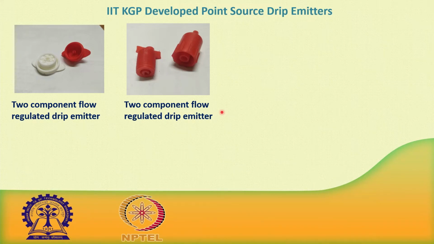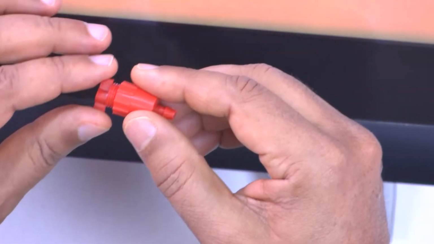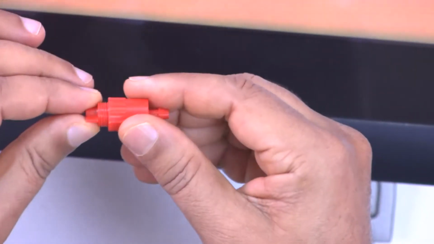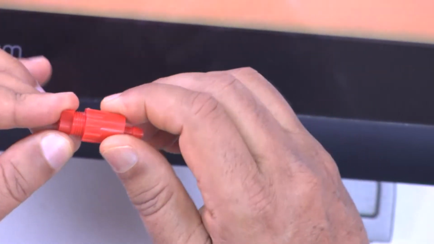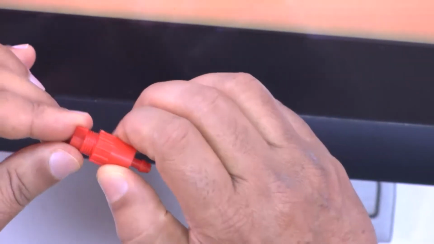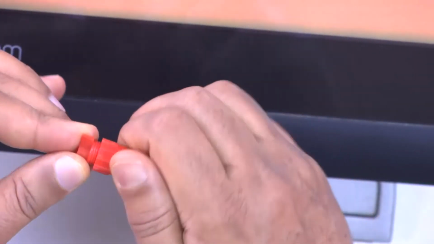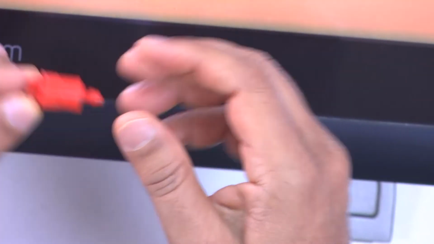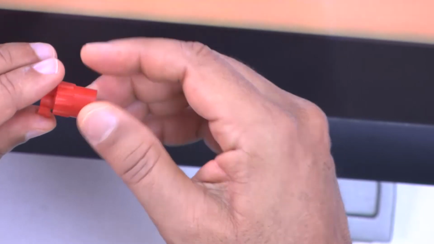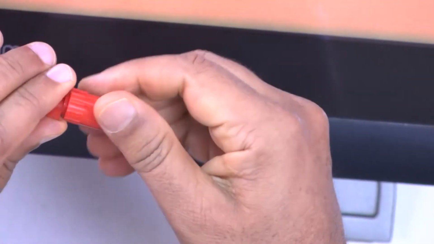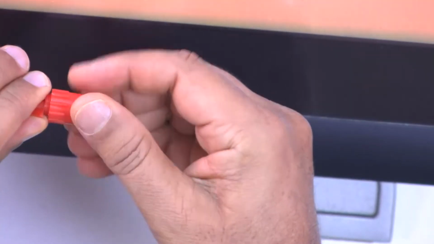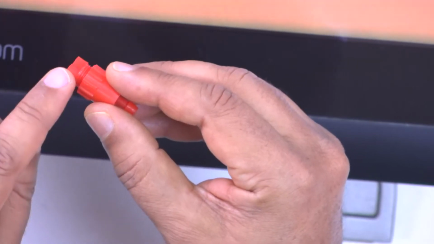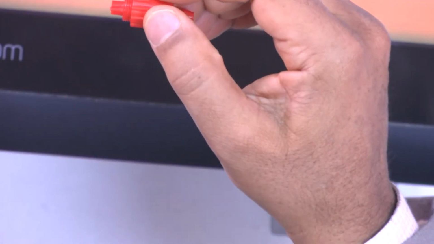Then another 2 component dripper which we have made, you can see here, this also we have made. Here one can regulate. We twist it and make it a perfectly closed dripper, so water will not come out, and as we de-screw it, like a tap, then water will be delivered, and we can keep it in a particular position and vary the discharge. So, this is another flow regulator dripper.